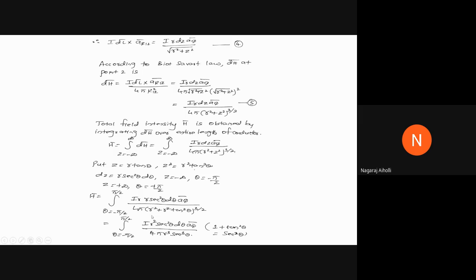Take r square common. If you take r square common, it will be r square multiplied with (1 plus tan square theta). Then take the power 3 by 2. R square raised to 3 by 2: 2 into 3 by 2, 2 and 2 will cancel, you'll get r cube. Correct? Then the inner term is 1 plus tan square theta, which is secant square theta. Secant square theta raised to 3 by 2: 2 into 3 by 2, again you will get secant cube. Correct? The denominator term will be 4 pi r cube secant cube theta. Okay. Note down these steps, students, quickly.